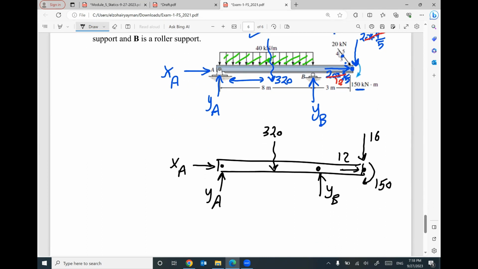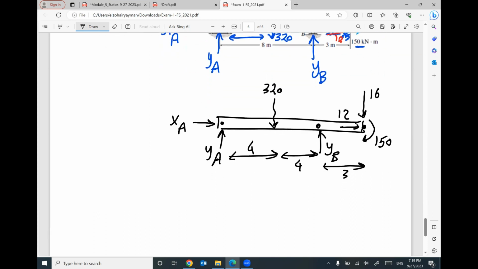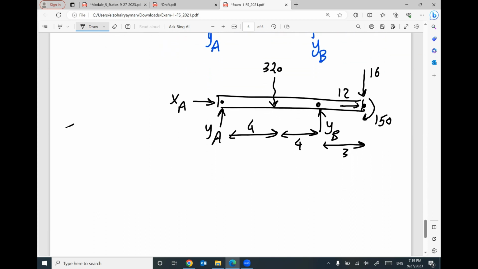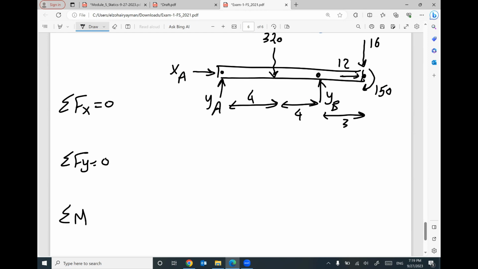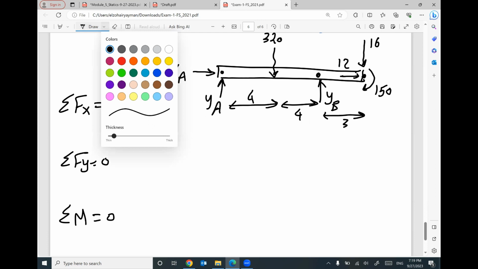Keep in your mind, this distance is 4, and this distance is 4, and this distance is 3. Then I can apply summation of Fx equals 0, summation of Fy equals 0, summation of moment at any point equals 0. Let's start. All forces in x direction equal 0.